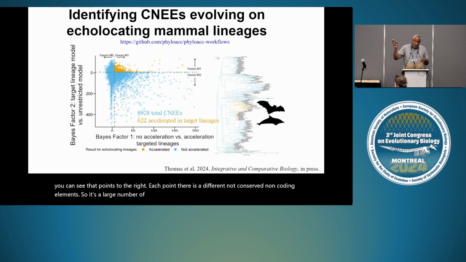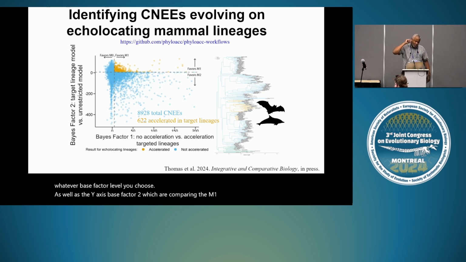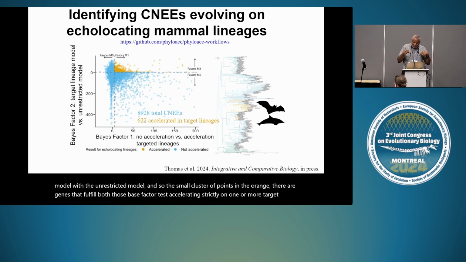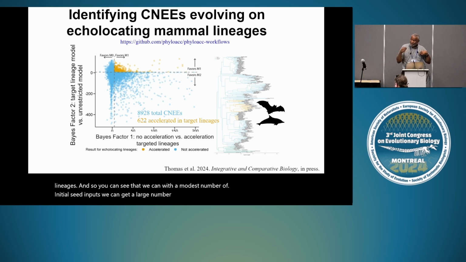We're interested in ones to the right of that line, or whatever Bayes factor level you choose, as well as the y-axis, Bayes factor 2, which compares the M1 model, the target lineage model, with the unrestricted model. And so the small cluster of points in orange are elements that fulfill both those Bayes factor tests, accelerating strictly on one or more target lineages. So with a modest number of initial seed inputs, we can get a large number of candidate regions that are accelerating specifically on the target lineages.